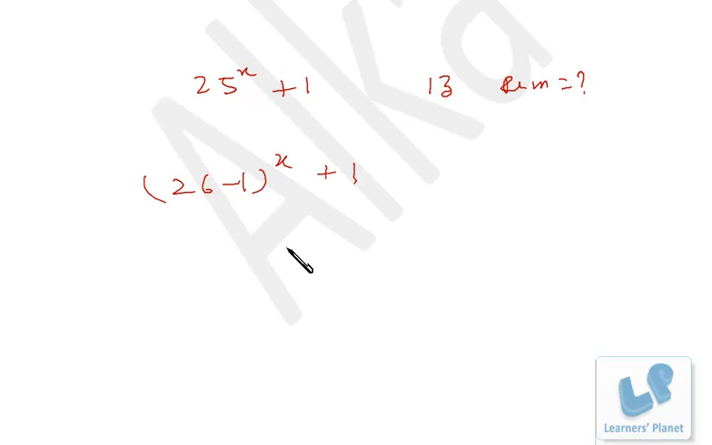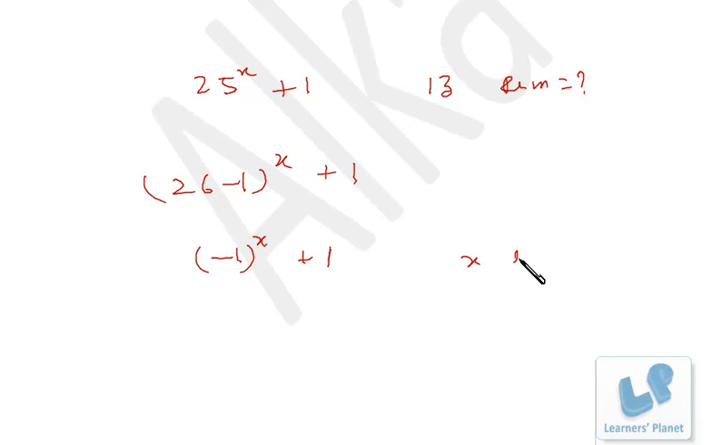Now what is happening over here? I have written this expression like this. So if we divide this expression by 13, the remainder will be minus 1 raised to x plus 1. Now if I get minus 1 as a remainder over here, then minus 1 plus 1 will be 0. And if I have remainder as plus 1, then the overall remainder will be 2.